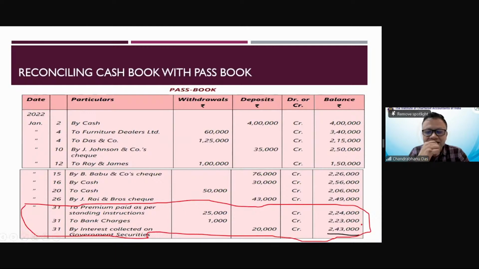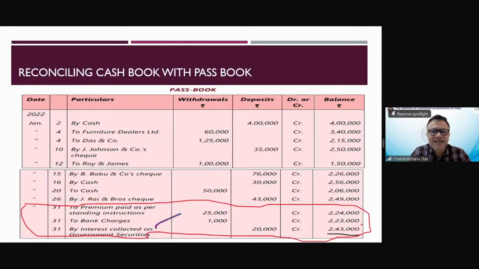So how do we know that these are the bank transactions? Because you can see at month end, the dates are given: January 31st, 2022, premium is paid as per standing instructions, bank charges are this much, interest collected on government securities is this much. These are all the transactions. Out of these, which transaction has increased the passbook balance but the cash book doesn't know it? One piece of good news has happened which the passbook knows but the cash book doesn't. So what is that good news? Interest collected on government securities.